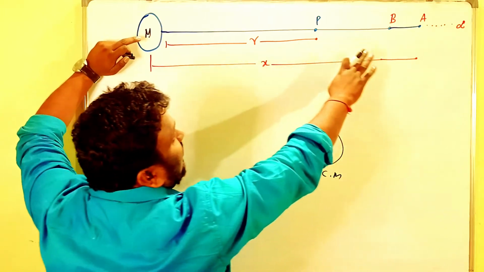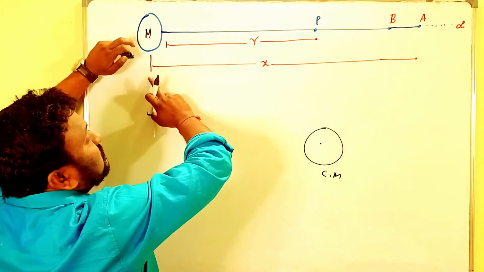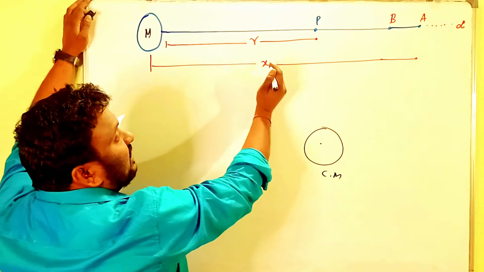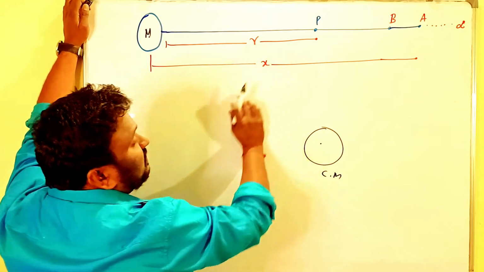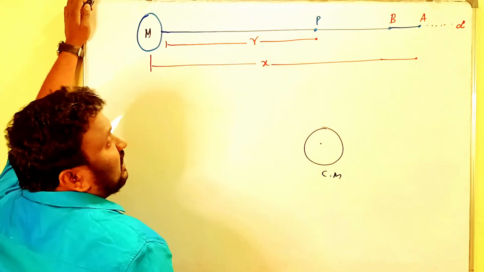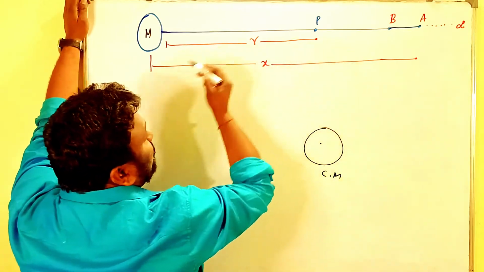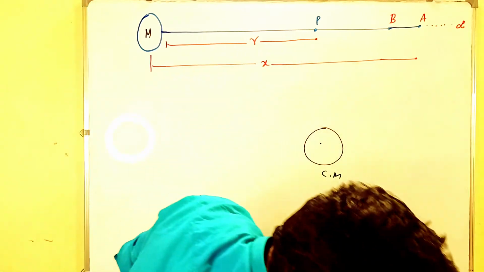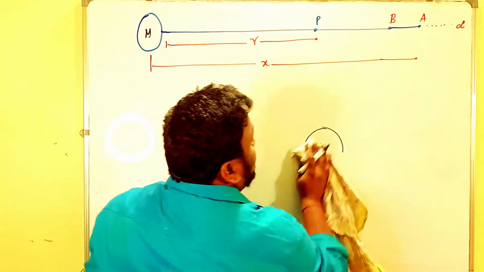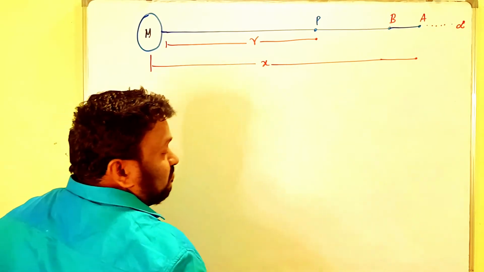So here P and A are two points in the gravitational field of the earth, at distances of small r and small x. A is at a distance of x and P is at a distance of r. Now we have to find the gravitational potential energy at the point P.